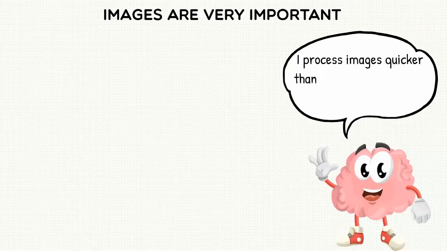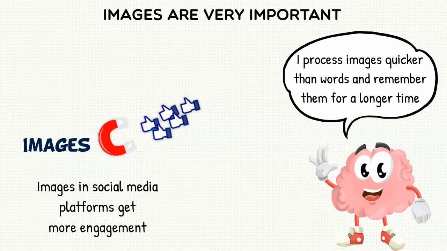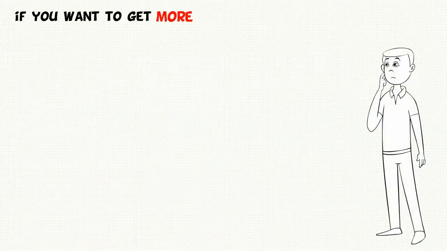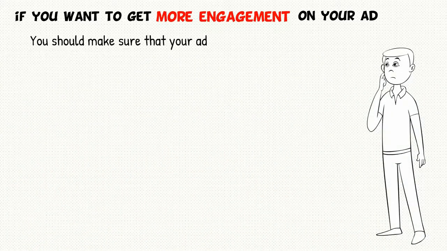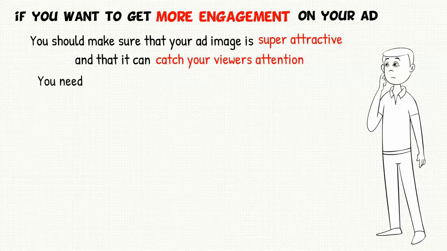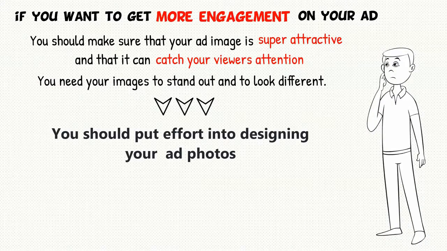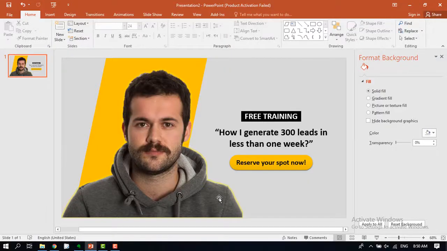The human brain processes images quicker than words and remembers them for a longer time. Also, images in social media platforms get more engagement. So if you want to get more engagement on your ad, you should make sure that your ad image is super attractive and that it can catch your viewers' attention. So you need your images to stand out and to look different. That's why you should be putting some effort in designing your ad images. So now I am going to show you how to design the photos for your ads.